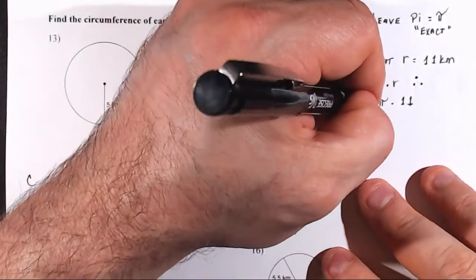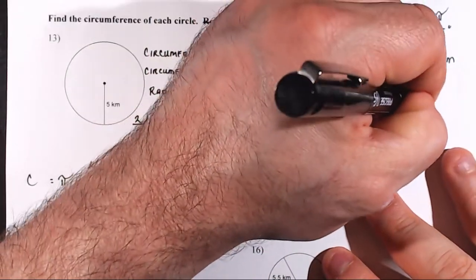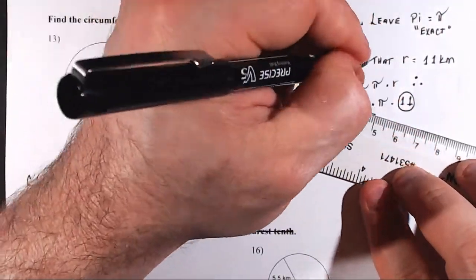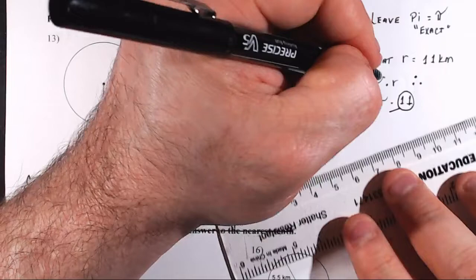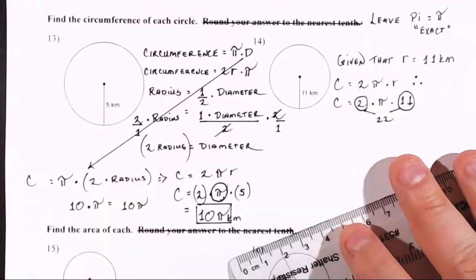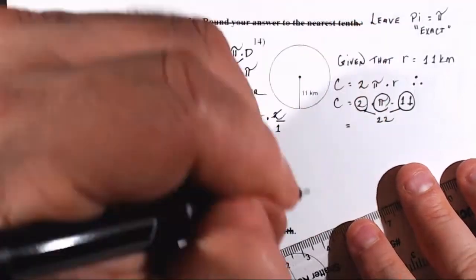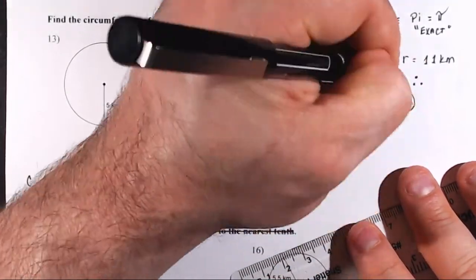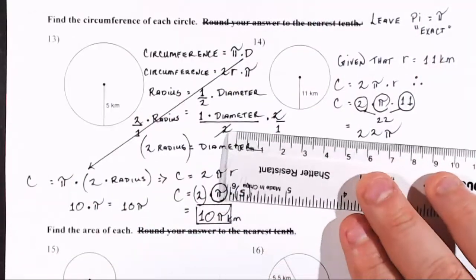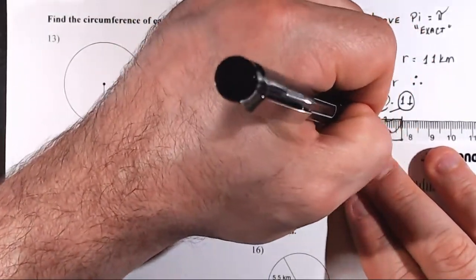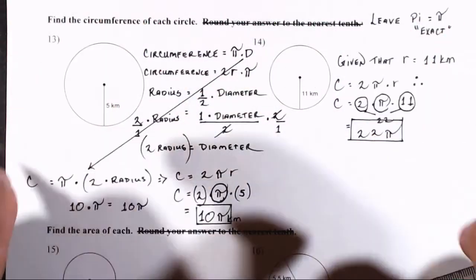Again, we combine by multiplying, find the product of those two whole numbers. 2 times 11, that's 22. And then we're just going to leave pi by itself. So the circumference is equal to 22 pi. And we're not going to approximate pi out to any decimals.